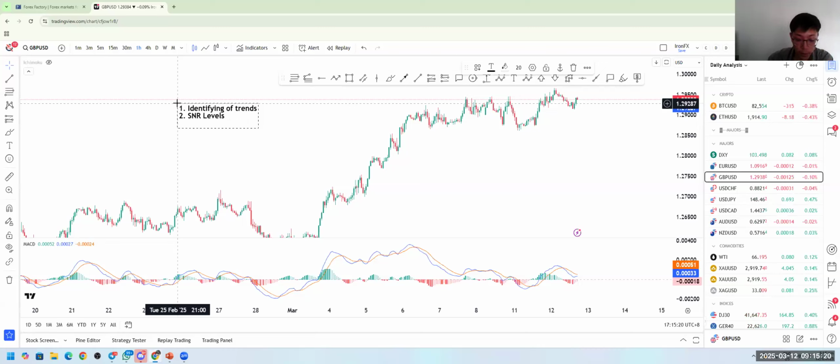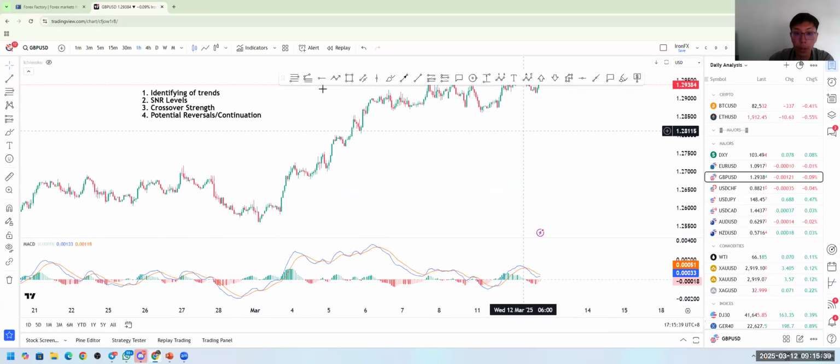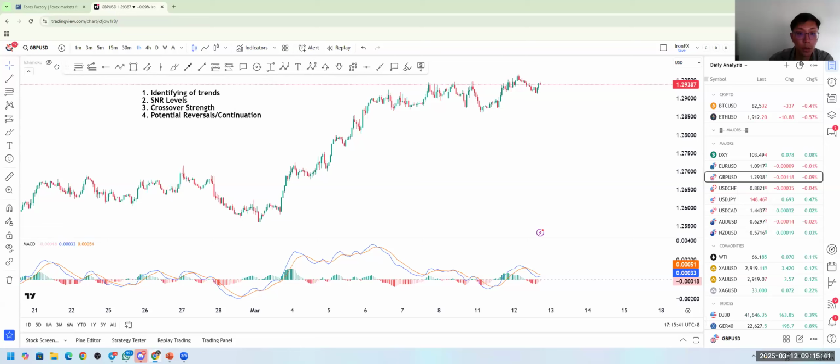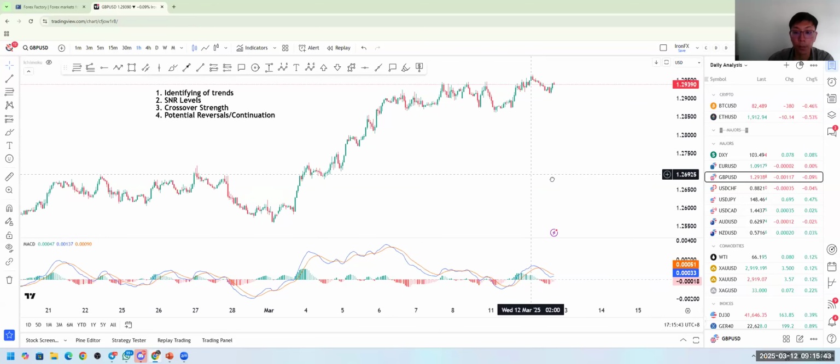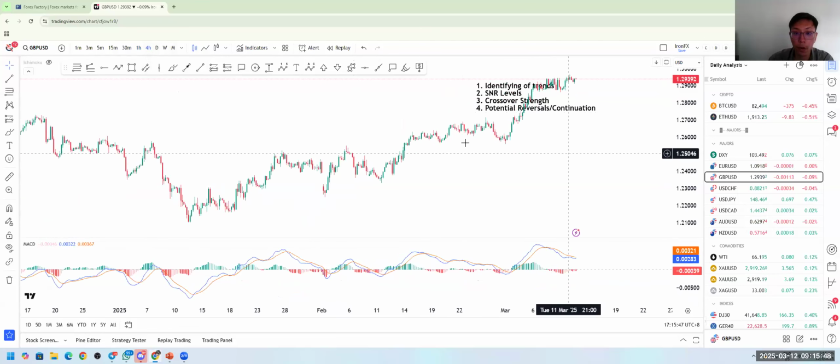SNR means support and resistance levels, all right? Okay. Then the next thing is crossover strength. And the last thing is any potential reversals. There's continuation. Okay. These are the things that you will have to remember. Oh, wait, let me just put it. Okay. So looking at, let's look at H4.